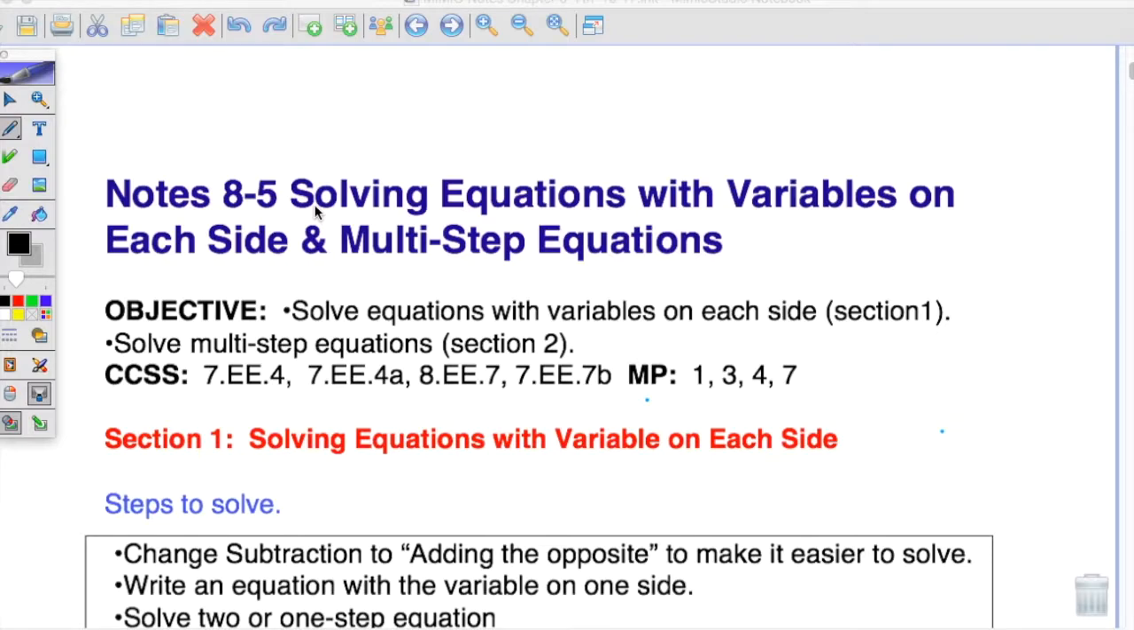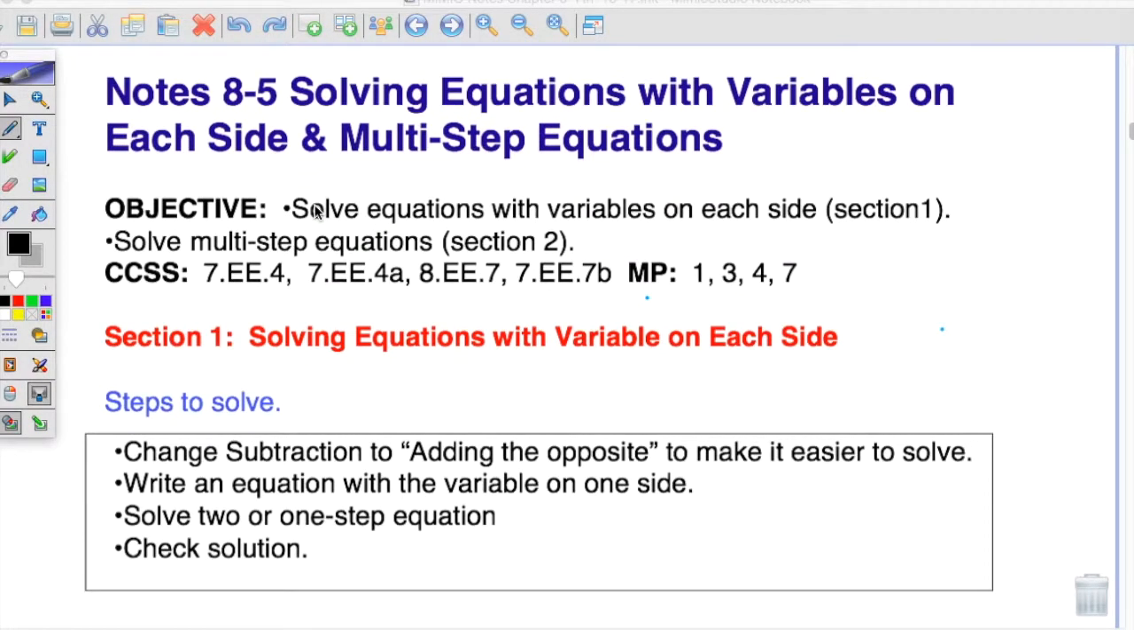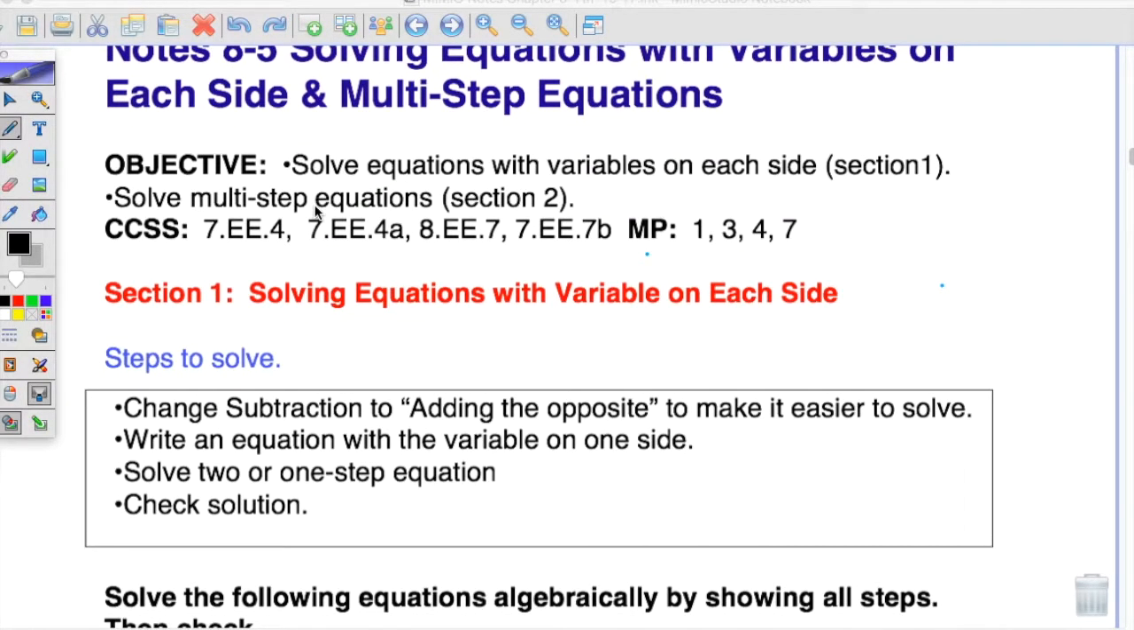So for section 1, we're solving equations with variables on each side. There are steps to follow. You're going to fill in the box. The first thing you want to do is, if you have any subtraction, change subtraction to add the opposite to make it easier to solve. Then you're going to write an equation with a variable on one side, solve the two-step or one-step equation, and then check your solution.